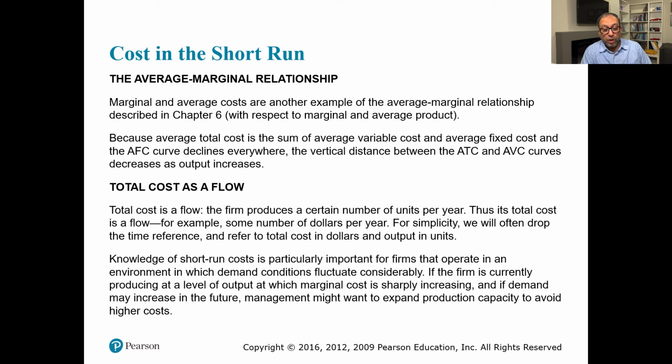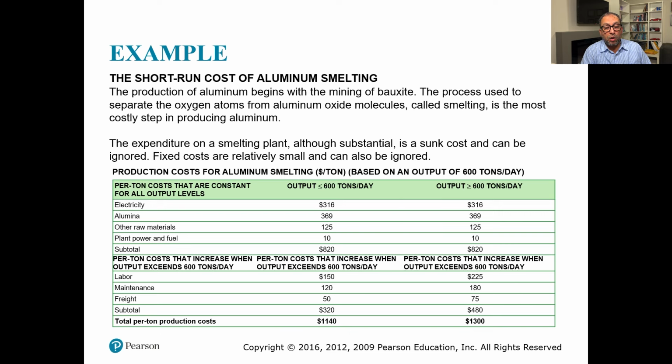So knowledge of short-run cost is particularly important for firms that operate in an environment in which demand conditions fluctuate considerably. If the firm is currently producing at a level of output at which the marginal cost is sharply increasing and its demand may increase in the future, management might want to expand production capacity to avoid higher costs. Now, here is an example: the firm is facing a decision on the production of aluminium.